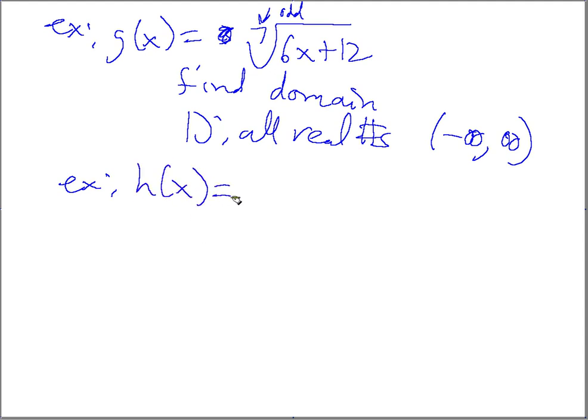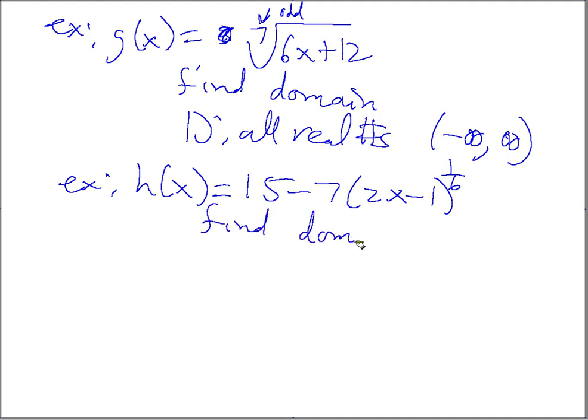h of x equal to, let's go and write something like 15 minus 7 times the quantity 2x minus 1 to the 1/6 power. Right, to the 1/6 power this time. All right? And let's go and find the domain of this function. Again, just find the domain. Now again, here you have to figure out the radical notation for this fractional exponent. But that's not too hard, as we saw earlier.